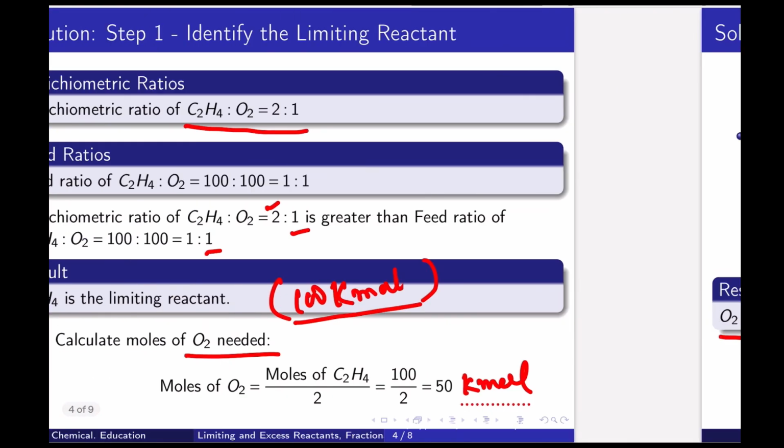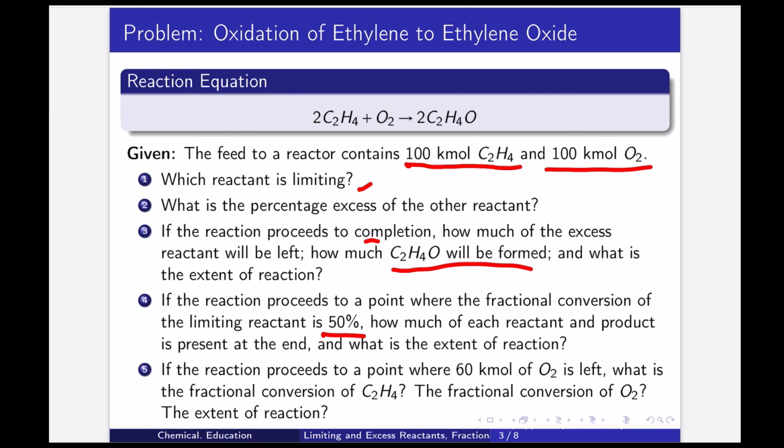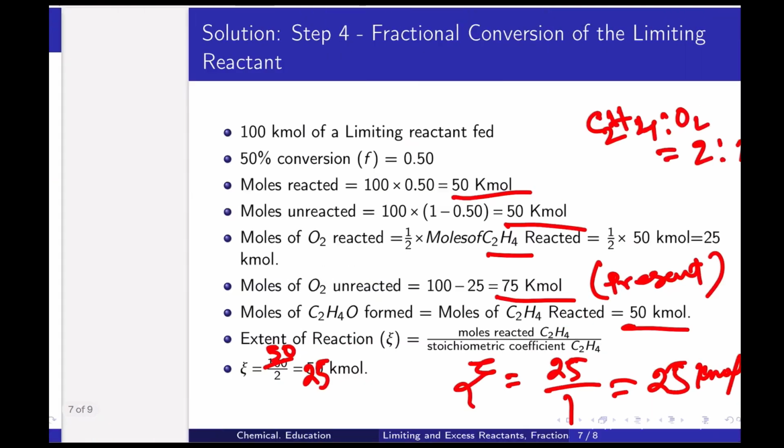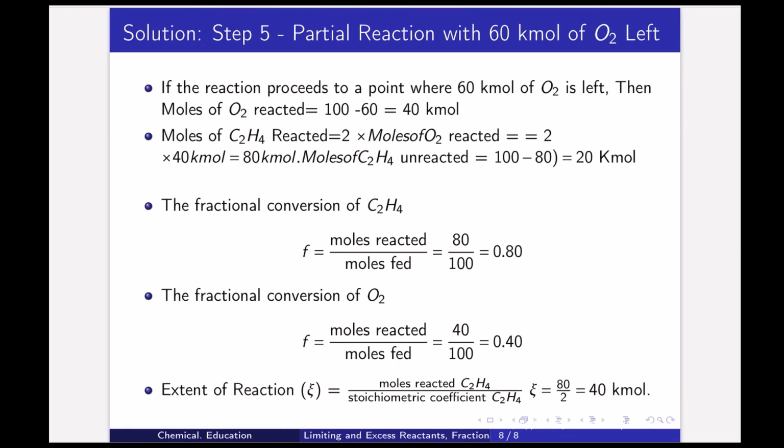Now question number 5: if the reaction proceeds to a point where 60 kilomole of oxygen is left, what is the fractional conversion of C2H4 and fractional conversion of oxygen, and the extent of the reaction? Here, if 60 kilomole of oxygen is left, then the moles of oxygen reacted is 100 minus 60, so 40 kilomole. So the moles of C2H4 reacted is 2 times the moles of oxygen reacted, that is 2 times 40, so 80 kilomoles. So the moles of C2H4 unreacted is 100 minus 80, so 20 kilomoles.